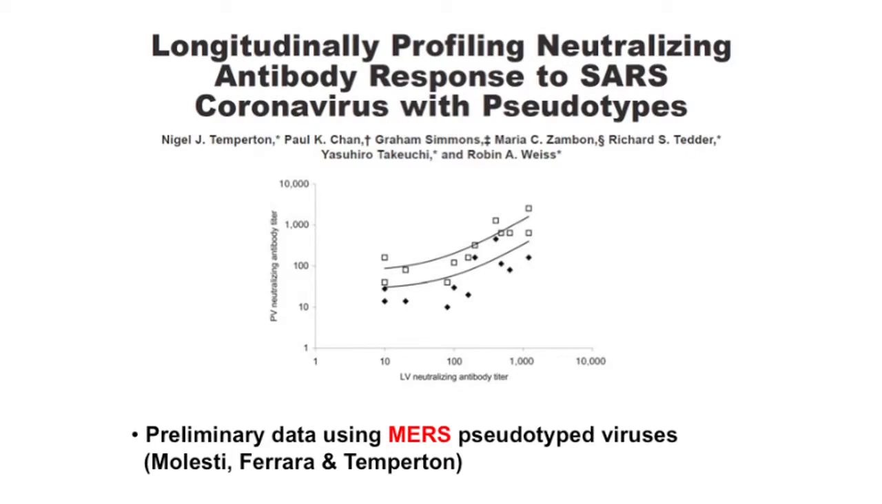Further to this, we've incorporated the spike proteins of the SARS coronavirus, again work done by Nigel. When you compare neutralizing titers using the pseudovirus assay against the live virus assay, there's this nice correlation. More recently, we've been looking at the MERS coronavirus that was mentioned in the previous talk, which has been a public health concern over the last year or so.